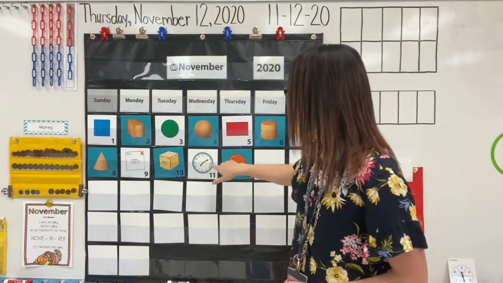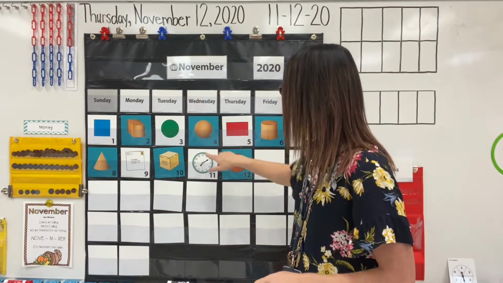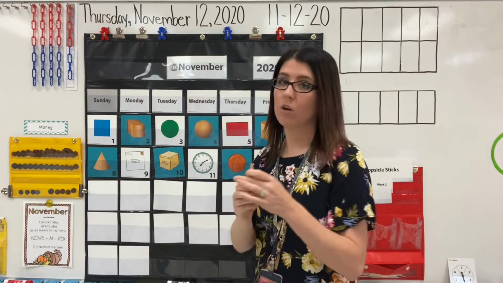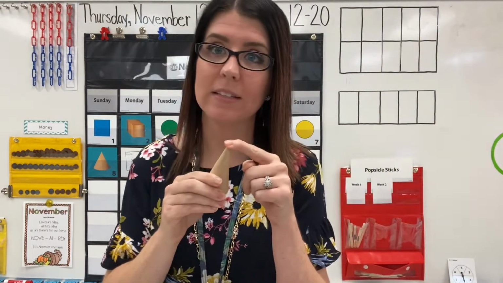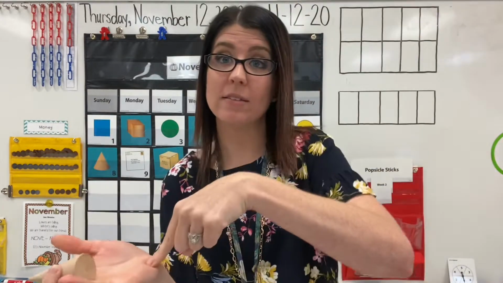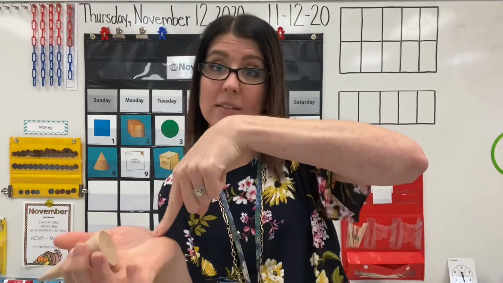All right, one more shape question. I told you the big kid word for points. Does anybody remember what the big kid word for points is? Vertices. Vertices are points. The big kid word for the points are vertices.